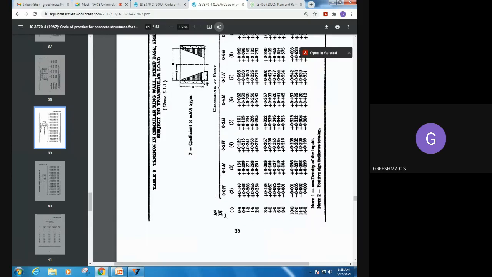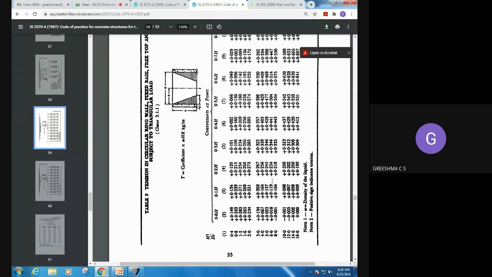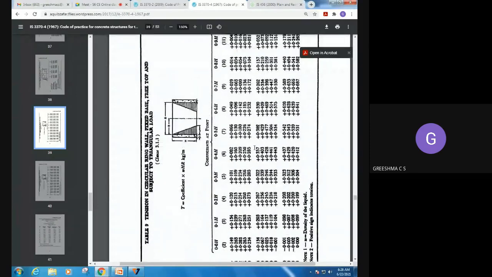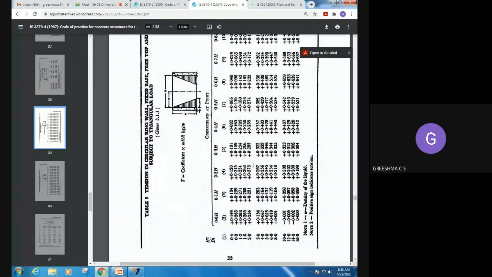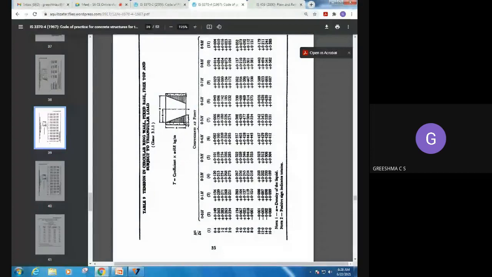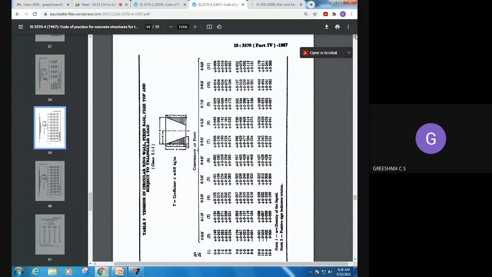In table 9 here you can see the h square by dt value. They have given you the h square by dt value. So from this h square by dt value you have to find out the corresponding bending moment coefficient. These are all the bending moment coefficients. You can see in this figure, this is the bending moment coefficient. So can you find out the bending moment coefficient from this figure?